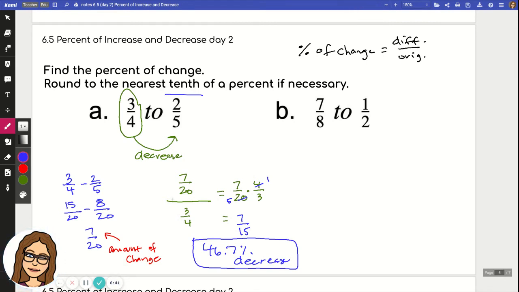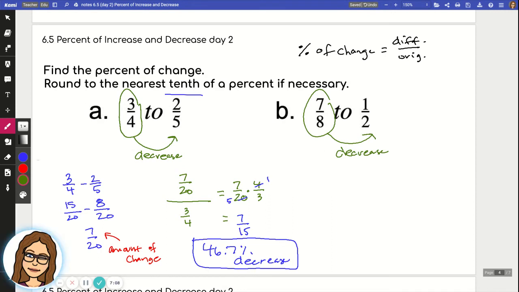All right, moving on to part B. Again, there's my original. It's what we start with. 7/8 I know is almost 1, and we're going to 1/2. So I know that this is a decrease. Now think about that. 7/8 is almost 1, because 1 would be 8/8, and we're dropping that down to half. So we should know that it's somewhere around a 50% decrease.